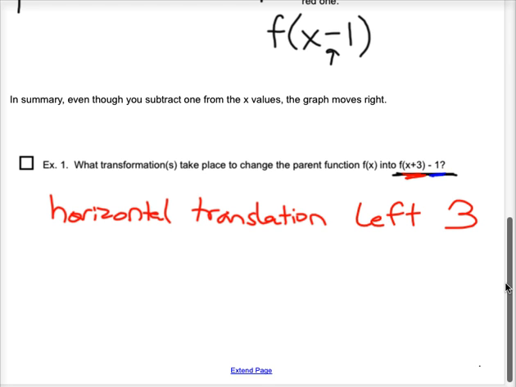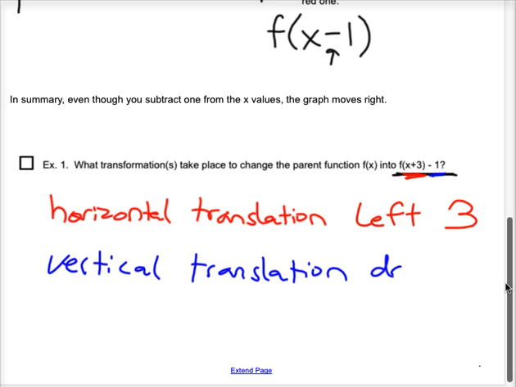Next piece, at the very end, we're subtracting 1. Now remember, when something is being added or subtracted at the very end, this is a vertical translation. And a negative here does exactly what you would expect it to. You're going to move that parent function down 1. All right, so there's a nice little summary of how translations can affect a function.